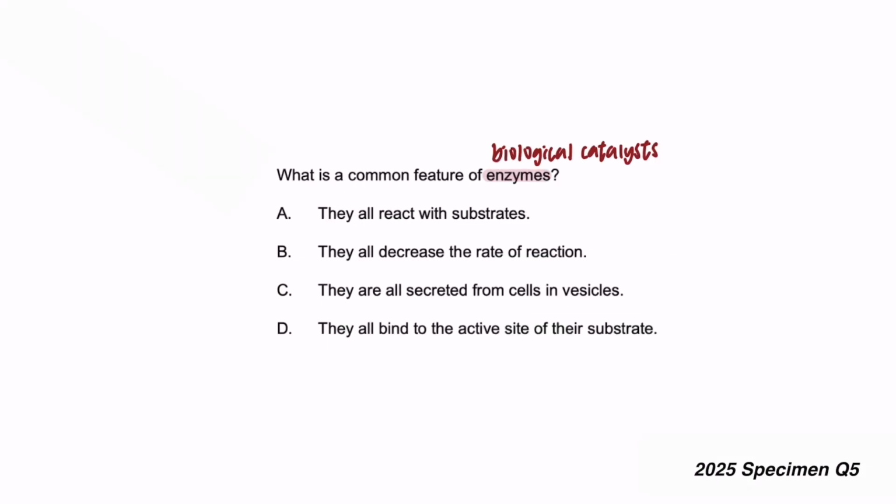Enzymes are biological catalysts to speed up reactions. Enzymes have specific active sites, which bind to specific substrates. Some enzymes work inside cells, and some enzymes are secreted from cells and work outside cells.